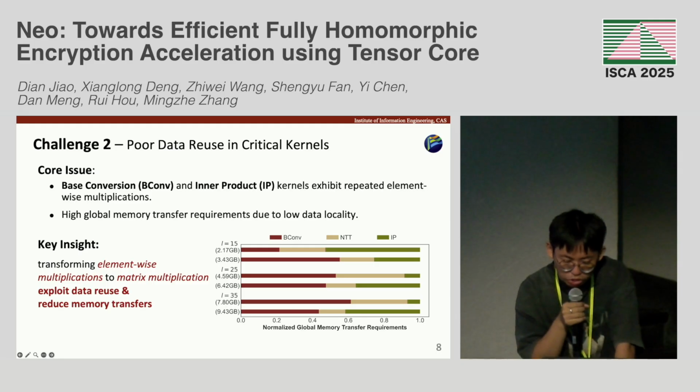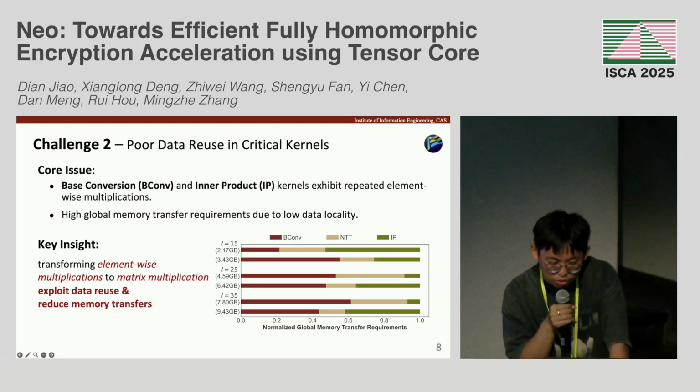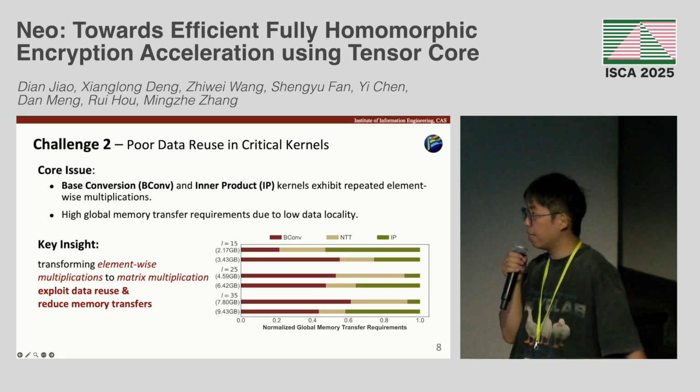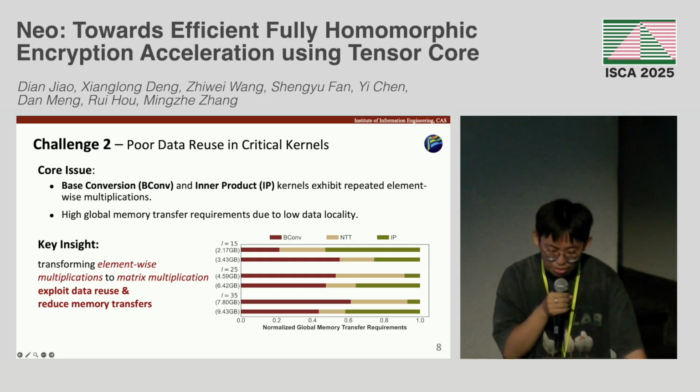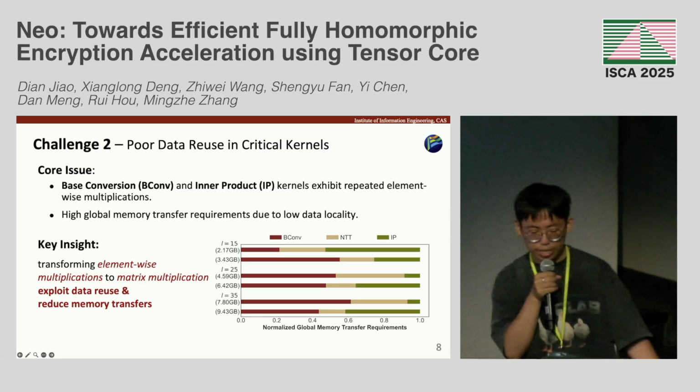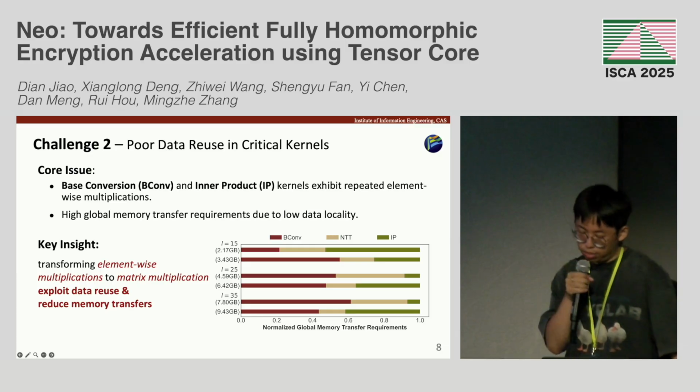Moving on to the second challenge, focusing on computational kernels. In the CKKS scheme, there are 6 basic kernels, with base conversion and the inner product and NTT being the most heavily used. We've noticed that the standard computation process for base conversion and the inner product uses element-wise multiplication.